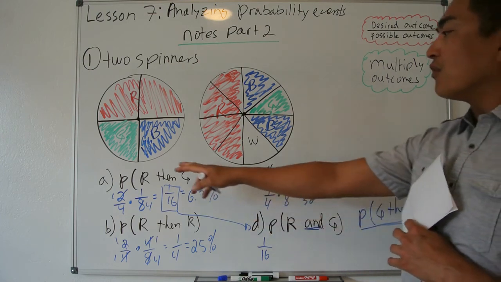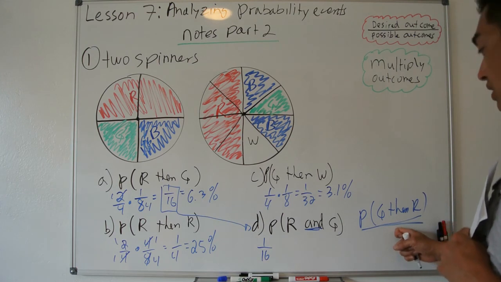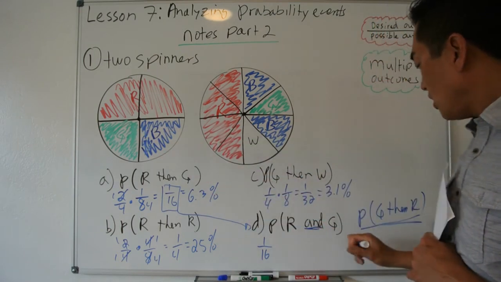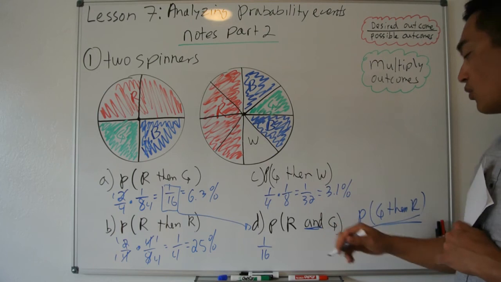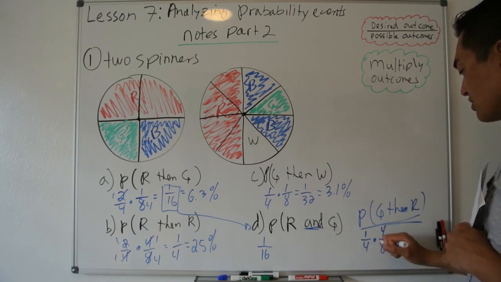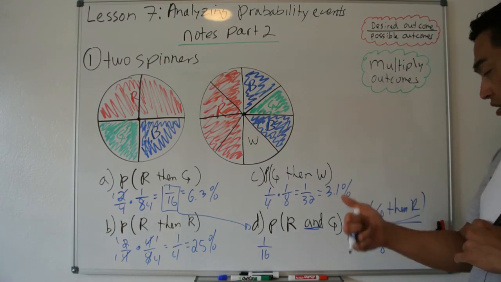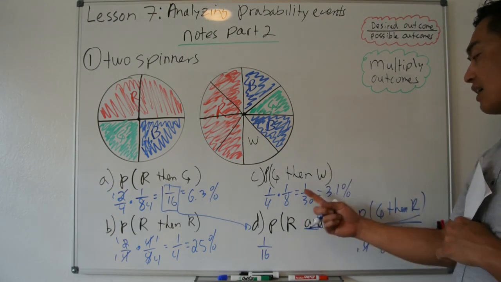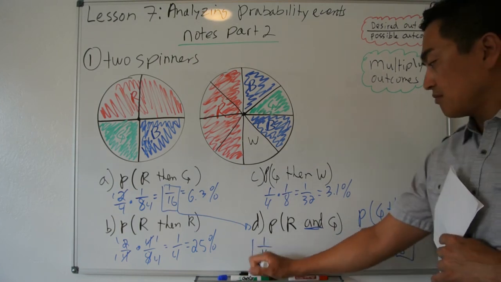So you already know red then green is 1 over 16. Let's find out what this one is quickly. So green then red, green, so 1 out of 4 times red, which is 4 over 8. Again, we're going to reduce that. Divide by 4, divide by 4. So your chance of winning if you get green, then red is 1 over 8. If you get red, then green is 1 over 16. So you actually have to add these two.